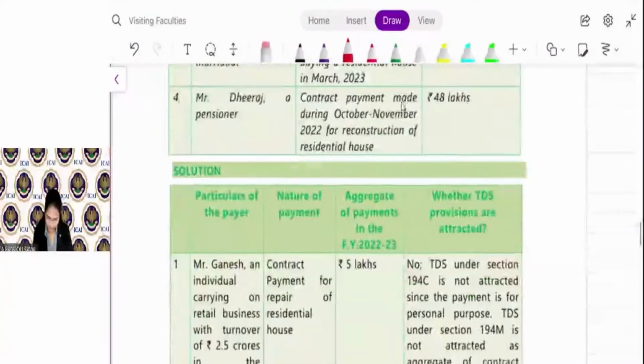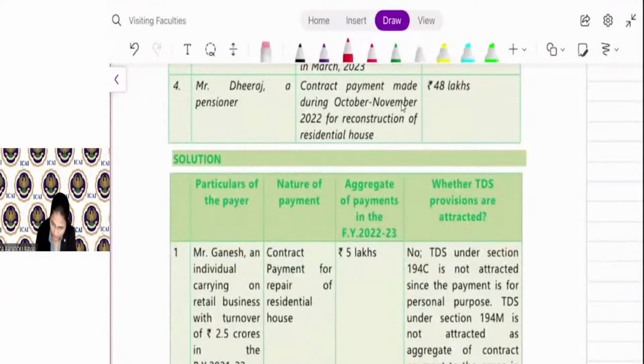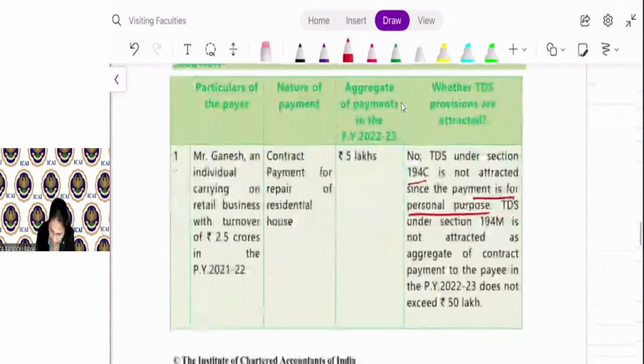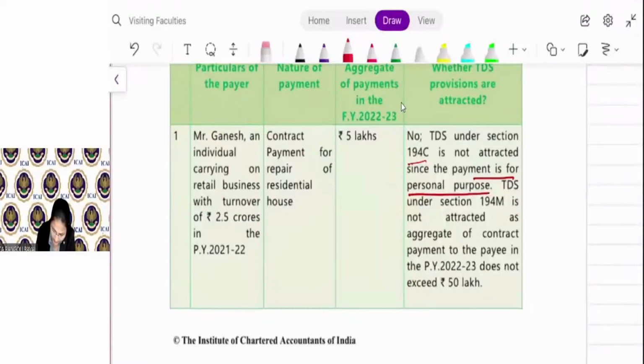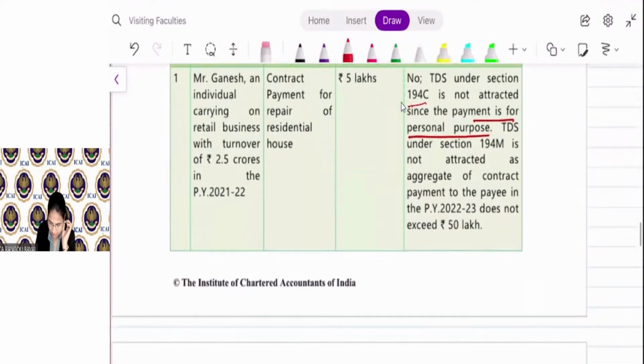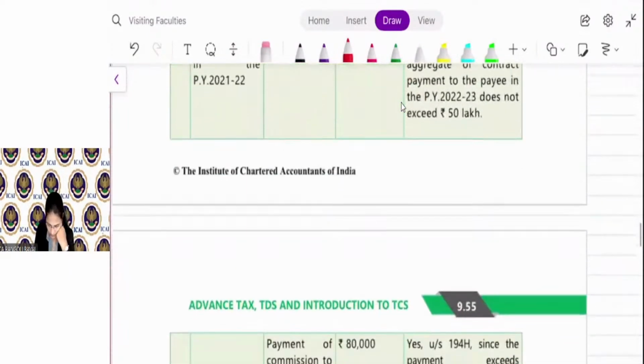Okay, so see here. No TDS under section 194C. TDS under section 194C is not attracted since the payment is made for personal purpose. TDS under section 194N is also not attracted as the aggregate of contract payment to the payee in previous year 22-23 does not exceed 50 lakh.